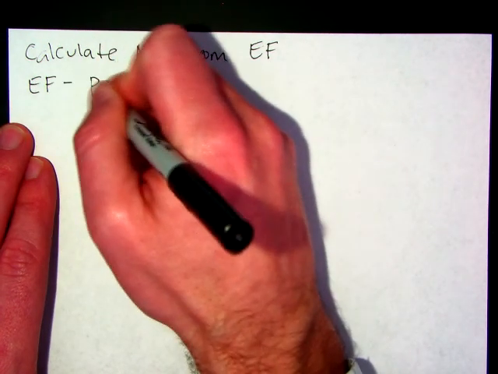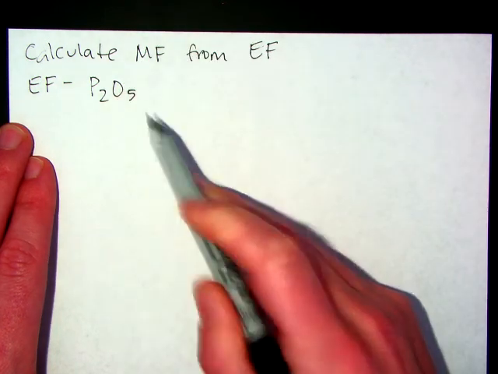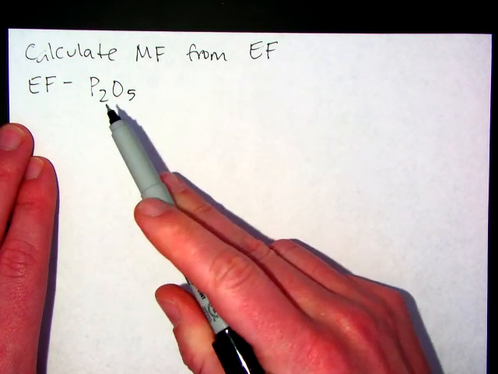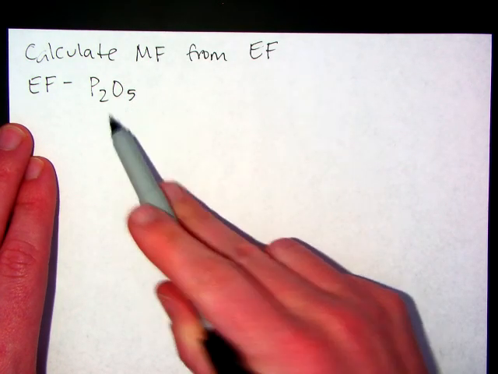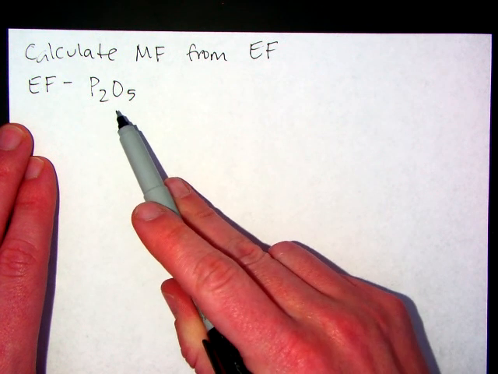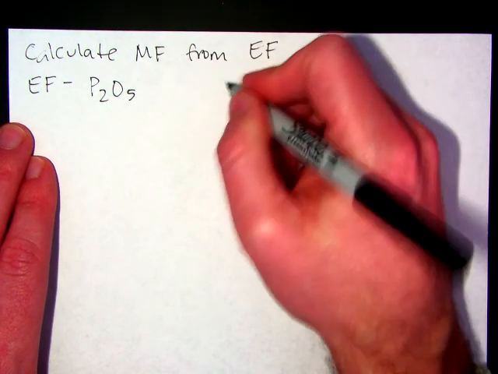I'm going to tell you one right now. It's P2O5. How do I know that's an empirical formula? Yeah, you can't reduce it anymore and maintain that ratio with whole numbers. And then you also have to be given another piece of information.